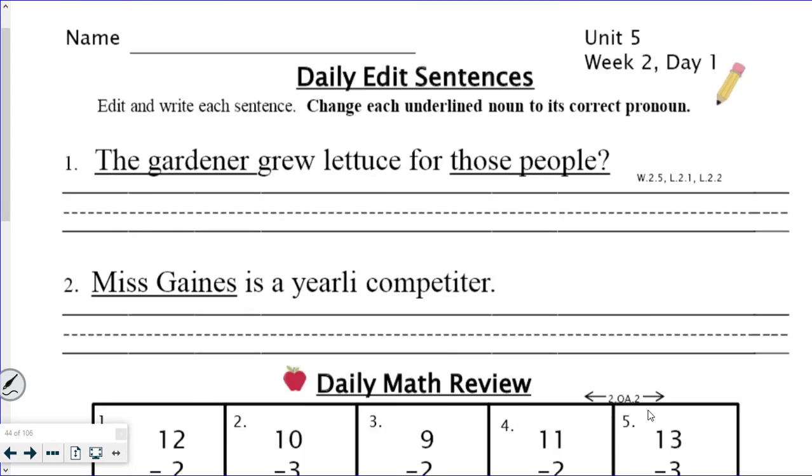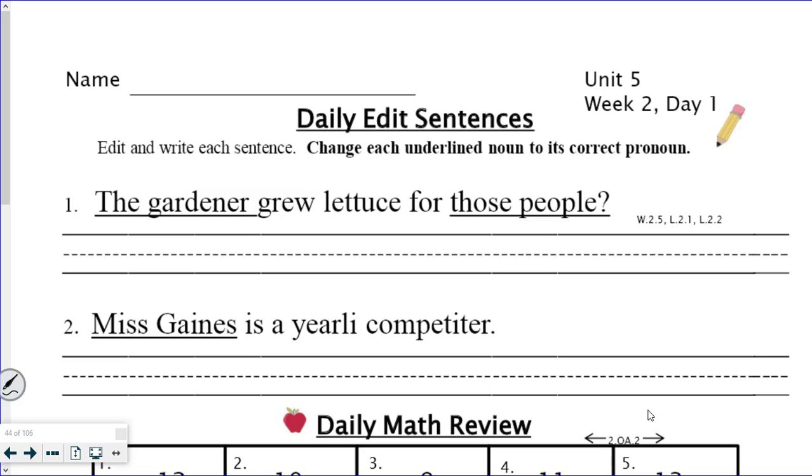And with that, we'll start checking from the top. All right, number 1, the gardener grew lettuce for those people. Sounds like a question to me, so I'm going to leave the question mark there. But I am going to replace the gardener with he. But it could also be she. So I'm going to put he or she, and it's going to have a capital, whichever one you decide to use, because it's the beginning of the sentence. So she grew lettuce for those people. Instead of those people, we've got to use a pronoun. How about them? She grew lettuce for them.